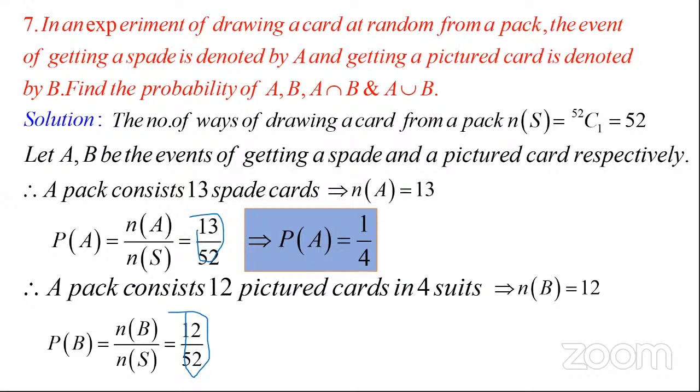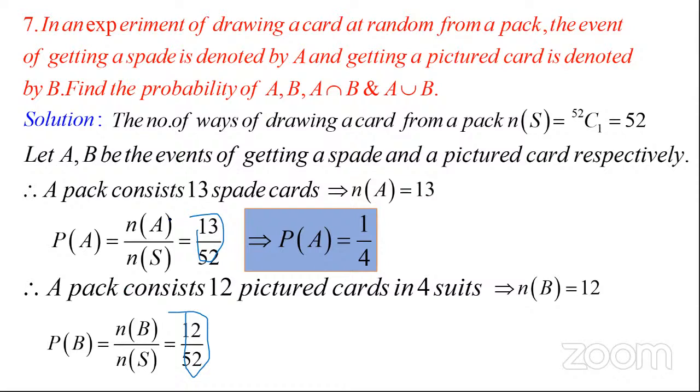So this is given that in an experiment we have to select a card from a pack, where a spade is denoted by A and a picture card is denoted by B. A pack has 52 cards with 4 suits: hearts, diamonds, spades, clubs, each having 13. From the 13, there are 4 letter cards, 3 picture cards and 9 number cards.